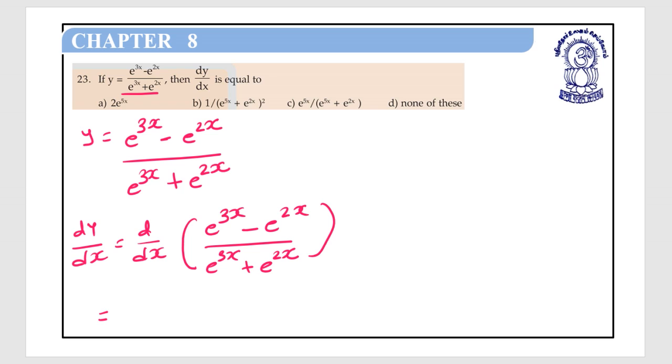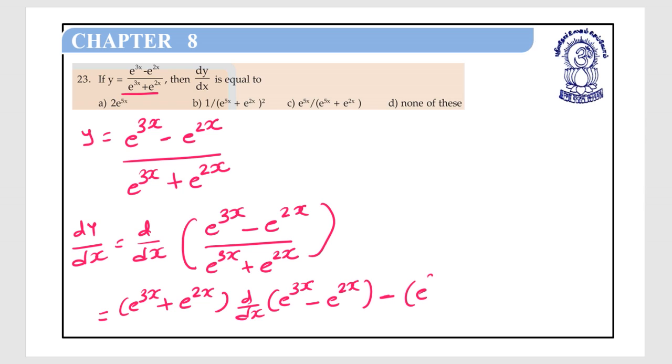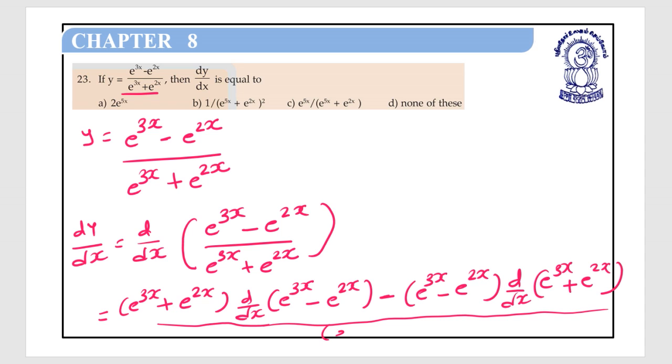Okay. So denominator as it is, e raised to 3x plus e raised to 2x as it is, d by dx of numerator e raised to 3x minus e raised to 2x, minus sign, numerator as it is, e raised to 3x minus e raised to 2x, d by dx of e raised to 3x plus e raised to 2x, over denominator e raised to 3x plus e raised to 2x whole square.